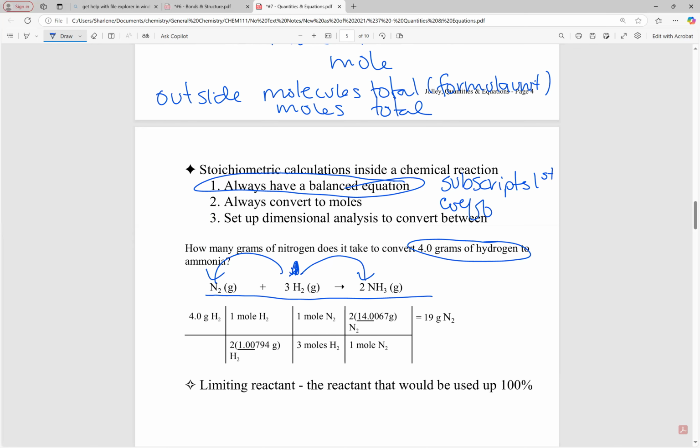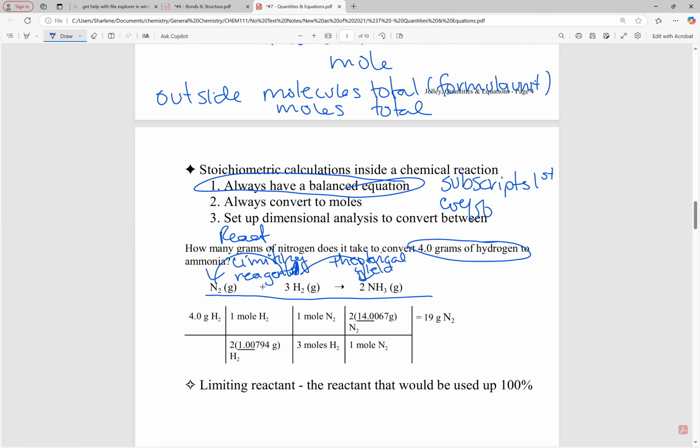So how many grams of nitrogen does it take to convert? If you're comparing reactants together, I'm asking which one's limiting. Which one do you not have enough of? And we call that a limiting reagent or a limiting reactant. If you're comparing a reactant to a product, you're saying, hey, if nothing goes wrong, theoretical yield. If nothing goes wrong, what's the maximum I can make? And those are the two questions that we can ask.